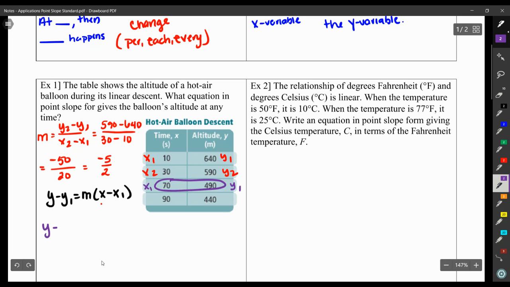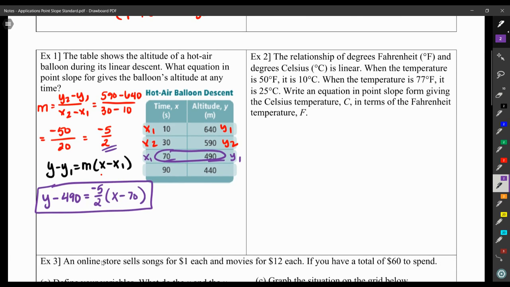So we're going to do y minus, and then the y value that I chose was 490. And if I do minus a positive, it stays a minus. My m from earlier as negative 5 over 2 times x minus, and then the x1 that I chose was a 70. And that's it. That is your point slope form right there. You're done. If you chose a different point, you would have different coordinates in here. You'd have different y's and x's, but your slope should still be the same no matter what.